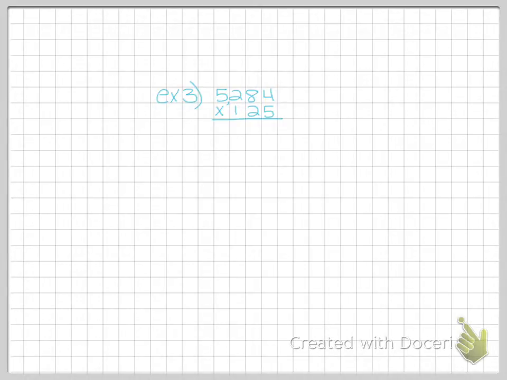Okay, so first things first, we're going to multiply. Oh darn, I didn't do the one I wanted. Okay, that's okay. We're going to multiply 5 times 4, which is 20, carry the 2. Then we're going to do 5 times 8, which is 40, plus 2 is 42. Carry the 4. Okay, I can't get the 4 to work. Hold on, let me pull this down. There we go. And then 5 times 2 is 10, plus 4 is 14. Carry the 1. And then 5 times 5 is 25, plus 1 is 26.